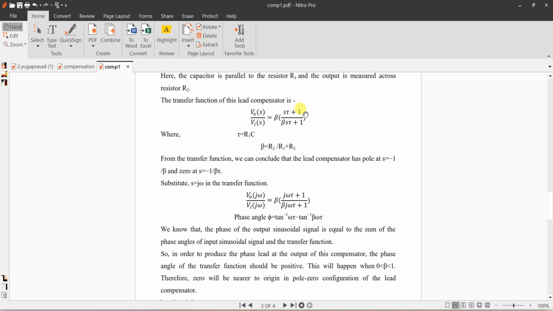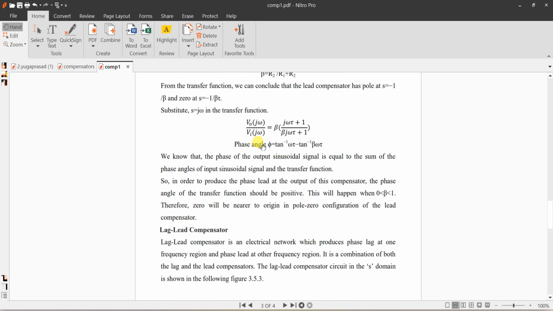So from this, in the numerator, you can see that one pole is present at minus 1 by beta, and a zero at minus 1 by beta 2. So here also the phase angle is equal to tan inverse of omega 2 minus tan inverse of beta omega 2. So here also the phase angle is equal to the sum of the phase angle of the input and the phase of the transfer function. In order to produce phase lead at the output of the compensator, the phase angle of the transfer function should be positive here, and this is possible only when beta lies between 0 and 1.